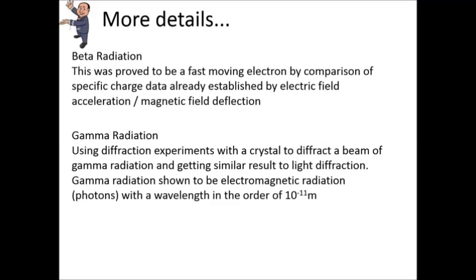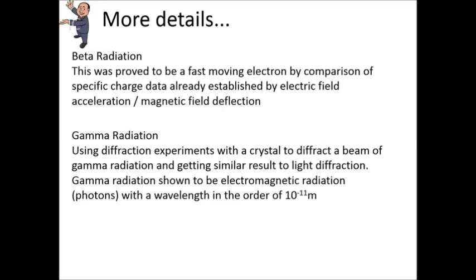Beta radiation is a fast-moving electron. This was worked out by comparing specific charge data already established by electric field acceleration, etc., in a magnetic or electric field. So there's enough data there to work that out.